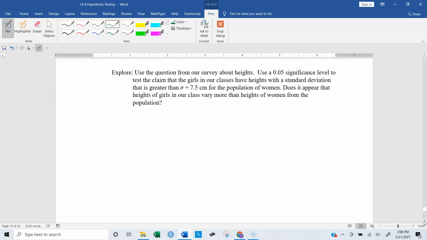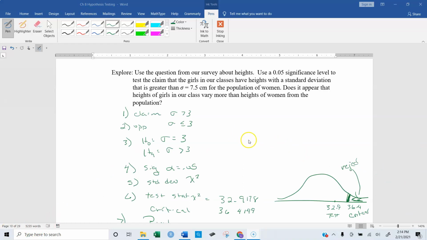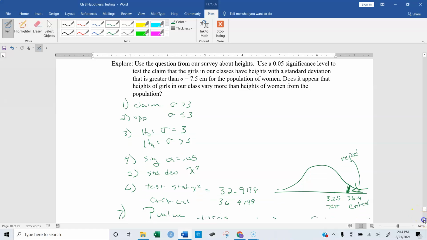All right, it is your turn. So pause and try yours. Make sure you use our survey heights. Okay, I hope you followed all 8 steps. First, our claim was that our standard deviation was greater than 3. So the opposite would be less than or equal to 3, making our null standard deviation equals 3 and our alternative greater than 3. So we're a right-tailed test this time.